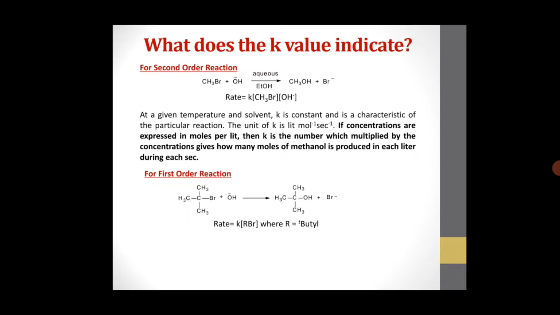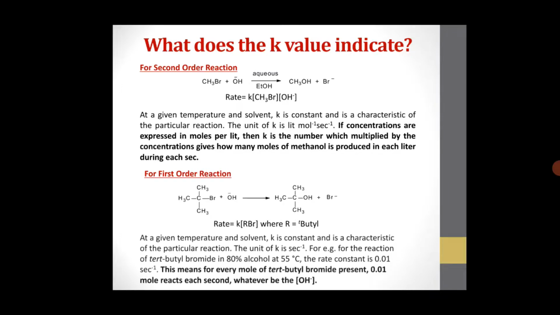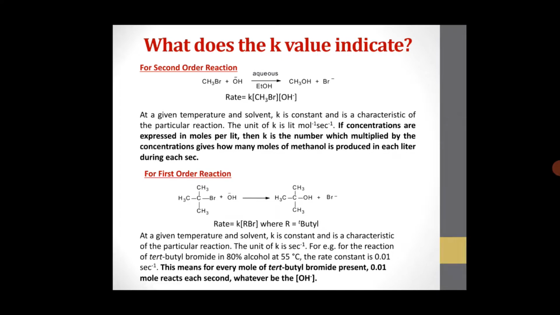Coming to first order reaction, the rate of the reaction is dependent only on the concentration of the alkyl bromide. Here also, at a given temperature and solvent, K is constant and is a characteristic of a particular reaction. The unit of K for first order reaction is second inverse. For example, for a reaction of tertiary butyl bromide in 80% alcohol at 55 degrees centigrade, the solvent and the temperature are constant, and so the rate constant is also constant for the reaction.